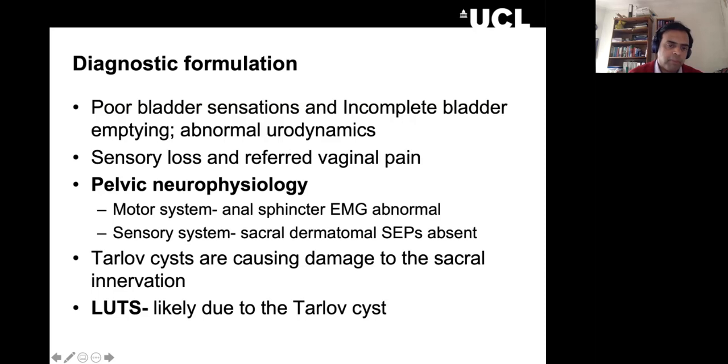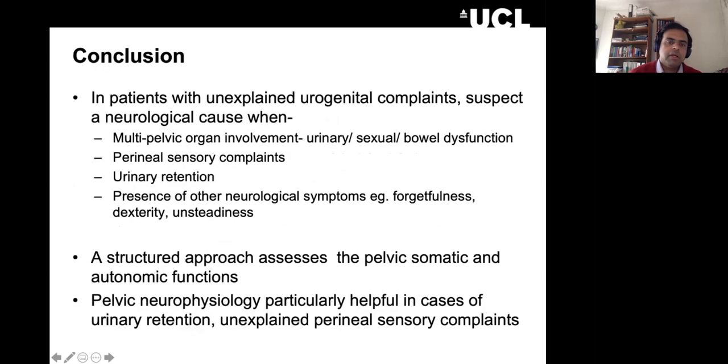Of course, remember that pelvic neurophysiology tells you only about the somatic innervation and not the splanchnic innervation. So we can't definitely conclude that the bladder symptoms are because of the Tarlov cysts. However, now that we know the somatic roots are involved, it's likely that the splanchnic innervation is involved as well. And so we deduce that this is all related to the Tarlov cyst.